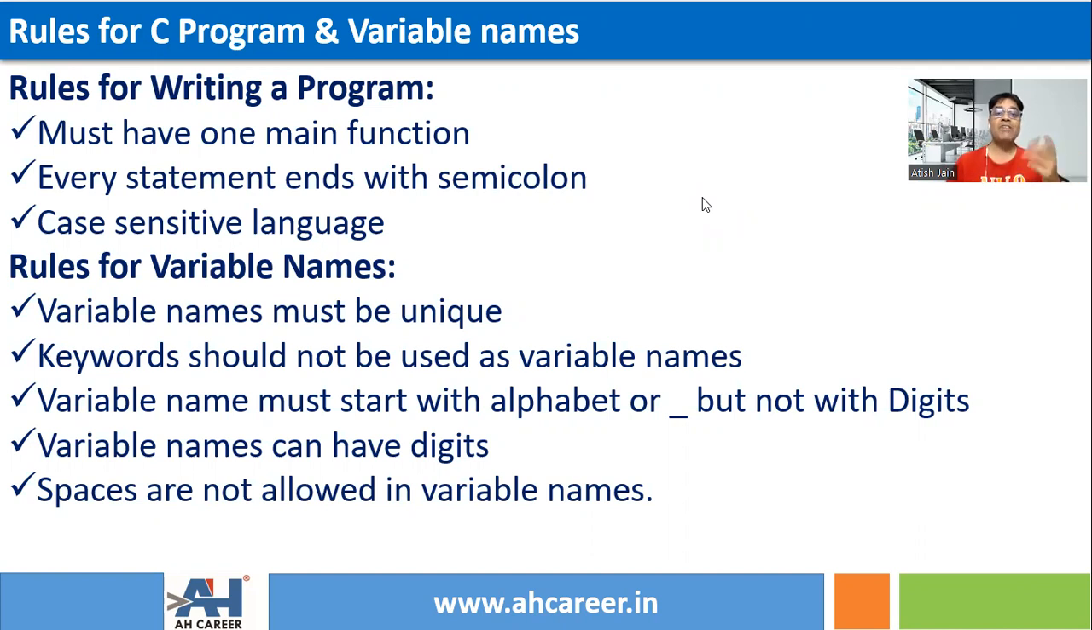Variable names must start with an alphabet or underscore, but they should not start with a digit. Variable names can have digits in the middle, but not in the beginning. And spaces are not allowed in variable names. So don't worry, all these theoretical points I'll keep on repeating while writing programs.